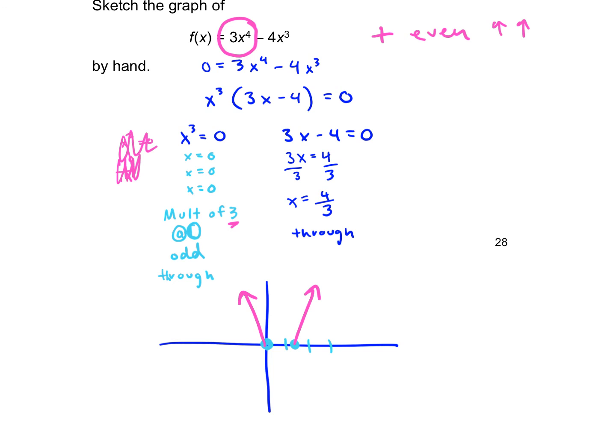So at your point farthest to the left, you go up. At your point farthest to the right, you go up. And then at both of these points, I said I go through. So I'm going to go through the point and through the point.